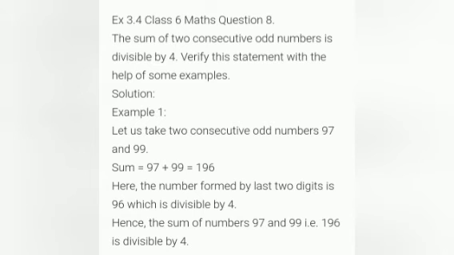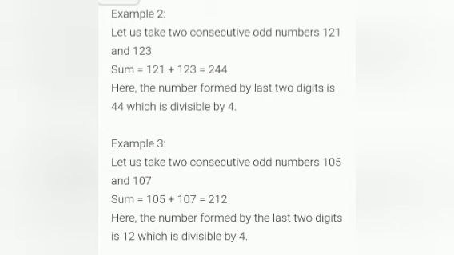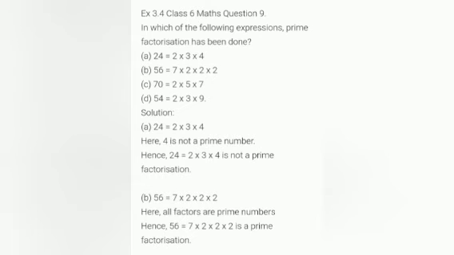That is proved. More examples are there. 121 and 123, their addition is 244, which is divisible by 4. Next, 105, 107. Addition is 212, which is divisible by 4. Let us move toward the ninth question.